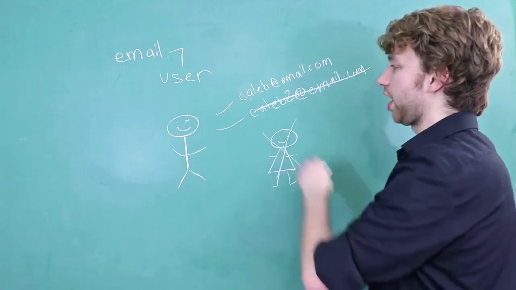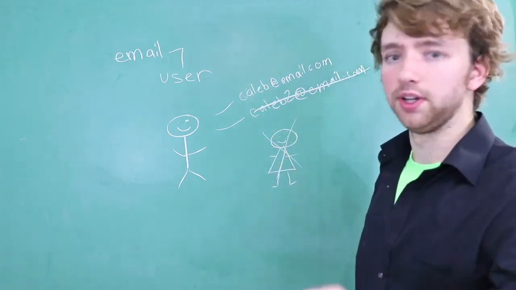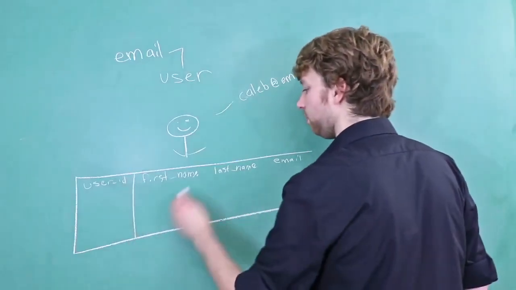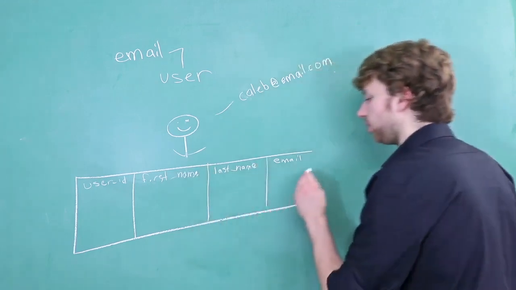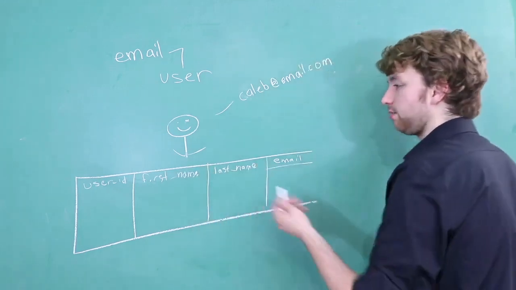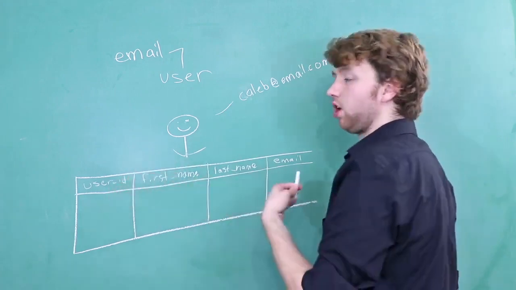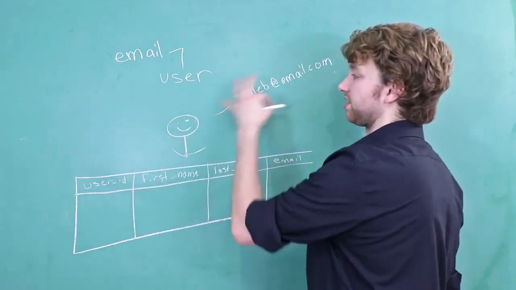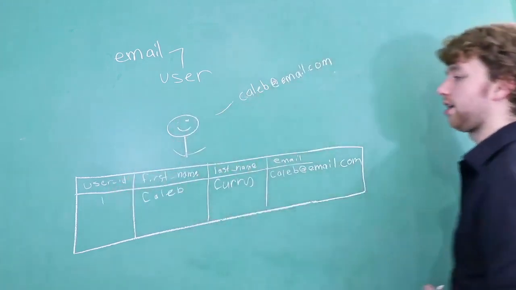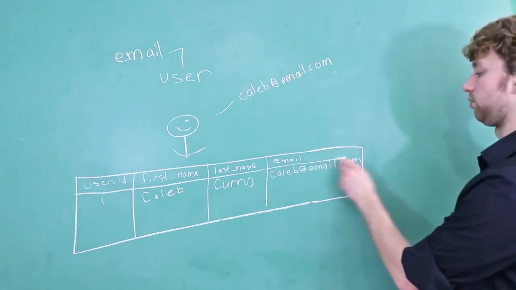So if we want to design a one-to-one relationship, meaning that this is illegal and this person cannot share an email, you set up a table and you put the attribute as one column in this table. So now that we have the table, we can put a row in this table to describe this specific entity. And that is how you design a one-to-one relationship.